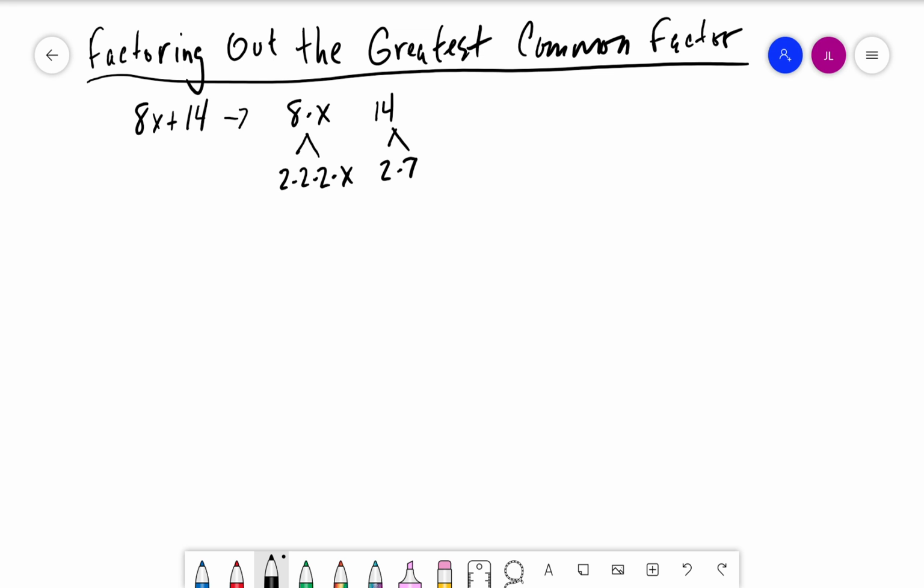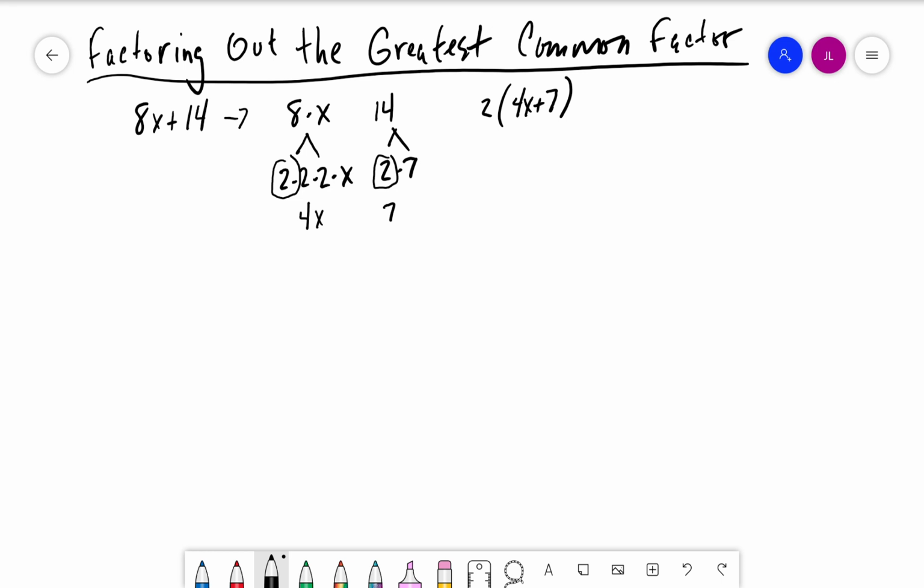So if we think about this, what do we have in common between these two? Well, we have a 2 in each one, which means if we factor that 2 out, what we have left here is 2 times 2 is 4 and x. What we have here is 7. So we could also look at this as factoring out the 2 and writing this as 4x plus 7. There we factored out the greatest common factor and simplified this. We're using the distributive property. So if we look at 8x plus 14, a factored form of it would be 2 times 4x plus 7.